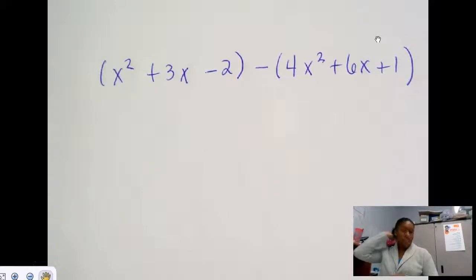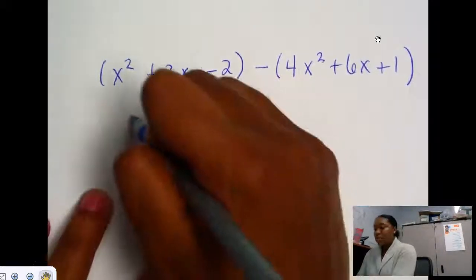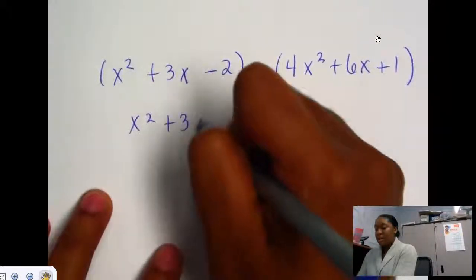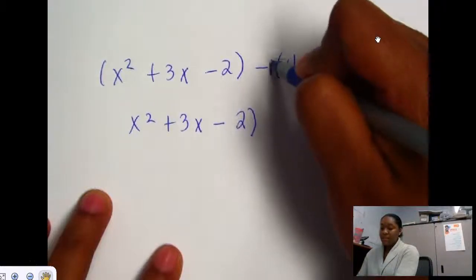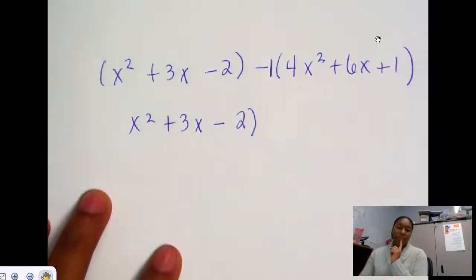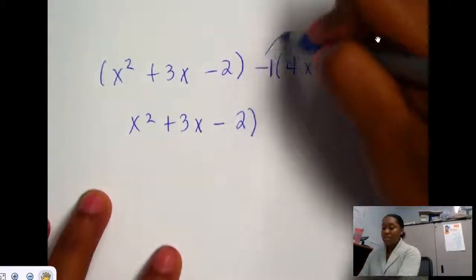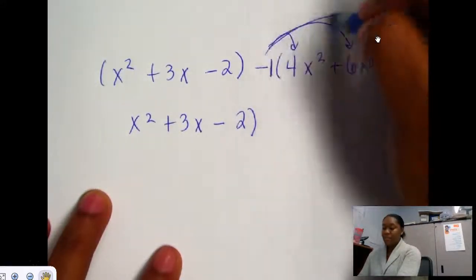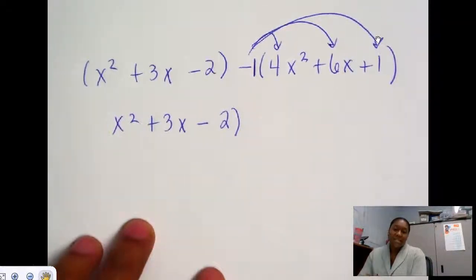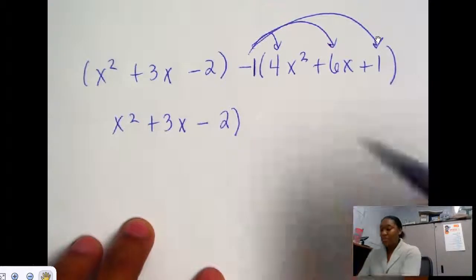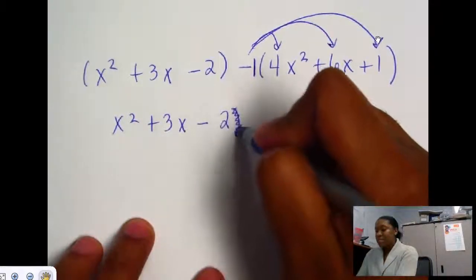So what we'll do first is drop down all the terms in the first parentheses: the x squared plus 3x minus 2. But here is a negative 1, so we have to multiply that negative 1 through to each individual term. You'll see me draw these arrows. I promise you guys there's nothing much new here, besides, of course, they may scare us with the fact that it's polynomials.